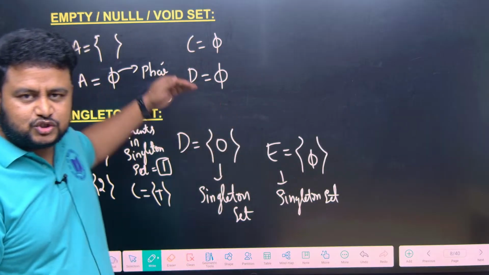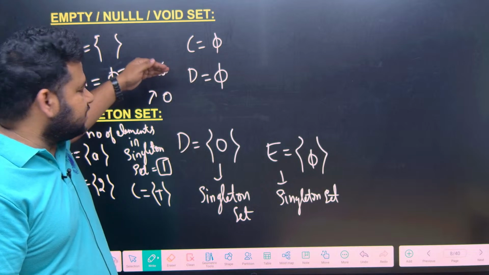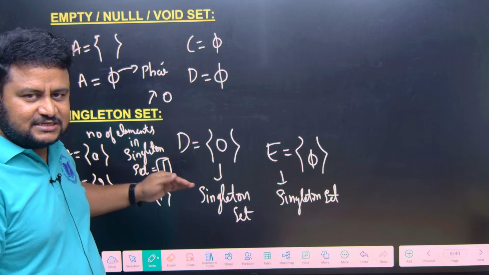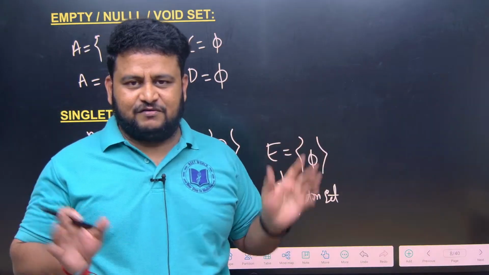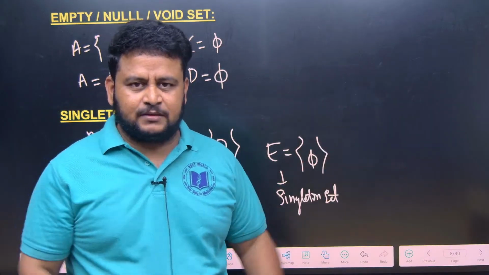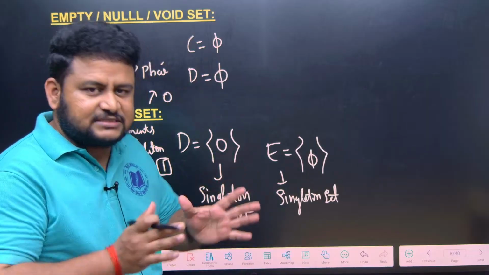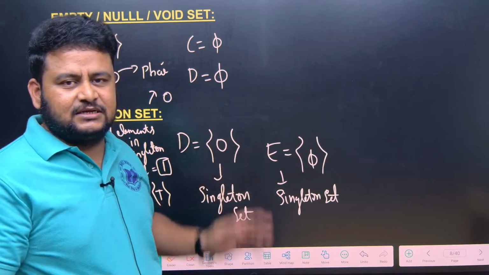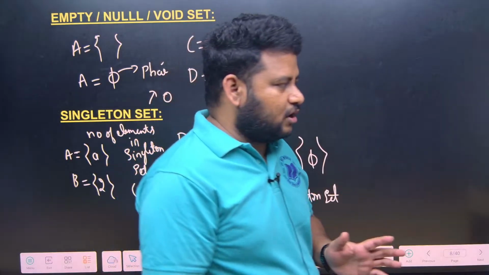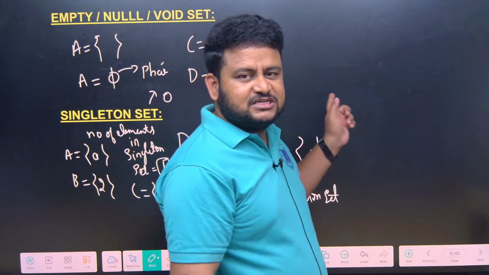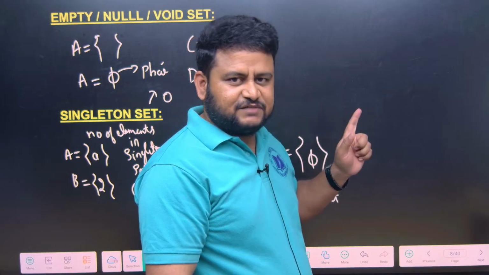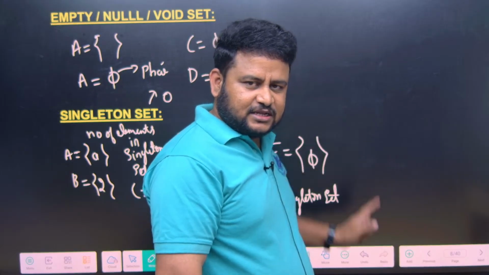Clear, friends? Understood the difference between void set, null set, or empty set and singleton set? In a singleton set, the number of elements is 1. It can be any element, 5, 0, minus 1, anything. But a void set has a flower bracket with nothing inside. That is known as a void set, null set, or empty set, where the number of elements is 0. This is the basic difference: the number of elements is 0 here, and 1 there.